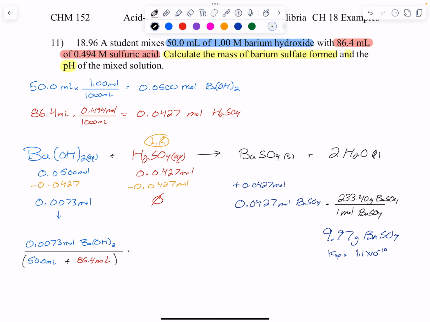And we need to get this to molarity of hydroxide. So, of course, we're going to do 1,000 milliliters is 1 liter. And then we know that for every 1 mole of barium hydroxide, there are 2 moles of hydroxide. So if we do that, we take our 0.0073 times 1,000 times 2 divided by the 50 plus the 86.4. I'm getting 0.107.